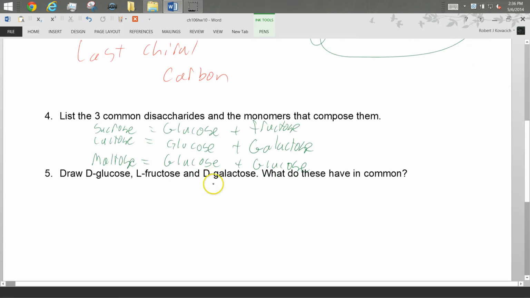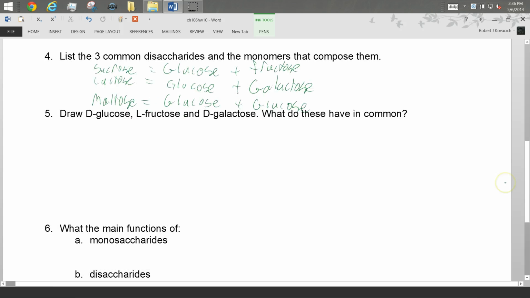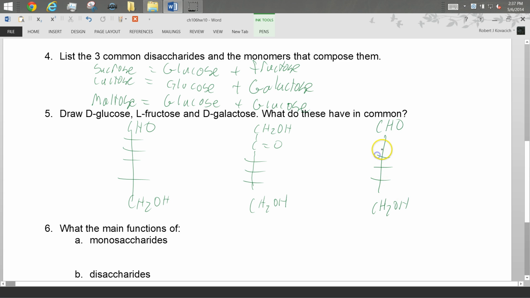All right. Draw D, L, and D. All right, so CH2OH, 4, 5, 6, CH2OH, CH2OH. And where do I put the OHs? So we can go, let's do the L, D, and L thing first. So it's OH here, and an OH here, and an OH here.